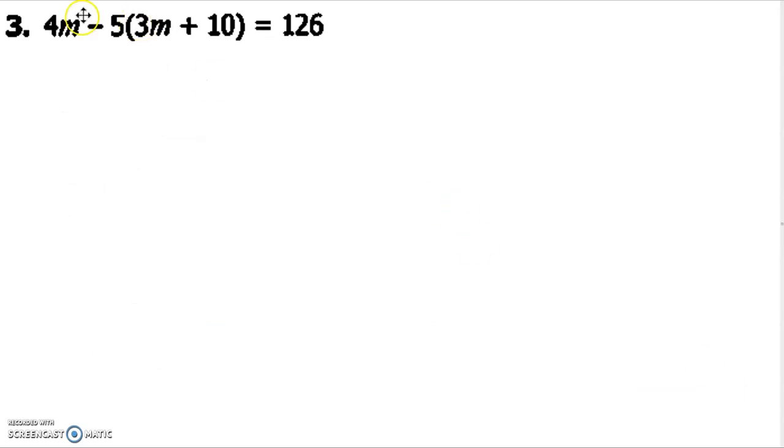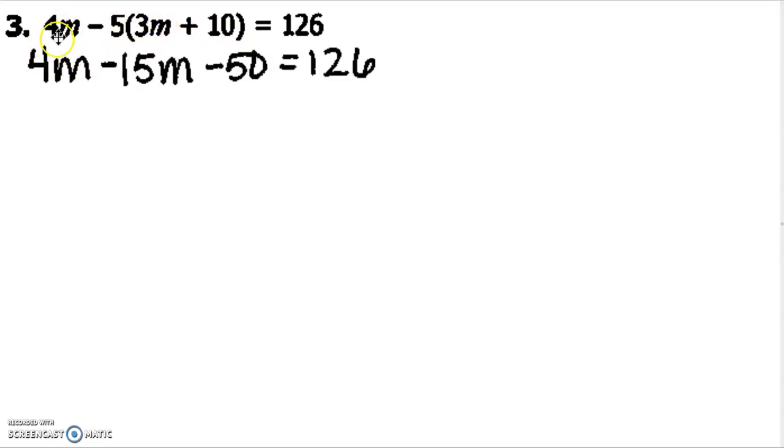In this next example, we see we have distribution here. Remember, the sign in front of that term goes with it, so we're really distributing a negative 5 to this set of parentheses here, to this group. So to start, we need to distribute first. So the 4m just comes down. Negative 5 times positive 3 is negative 15m. Negative 5 times positive 10 is negative 50, and bring down the equal to 126.